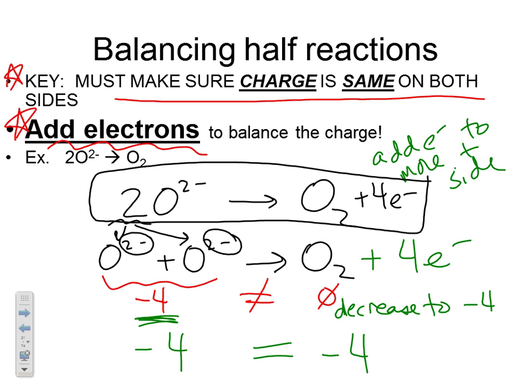And then the final question I would say is, is this oxidation or reduction? Well, what's happening to the charge on the oxygen? The charge on the oxygen is going from -2 to 0. That's an increase in charge. Charge is going up. So this is actually an oxidation half reaction.